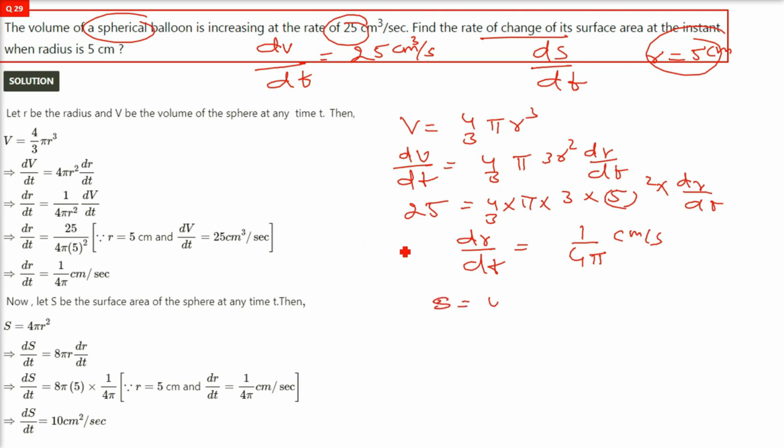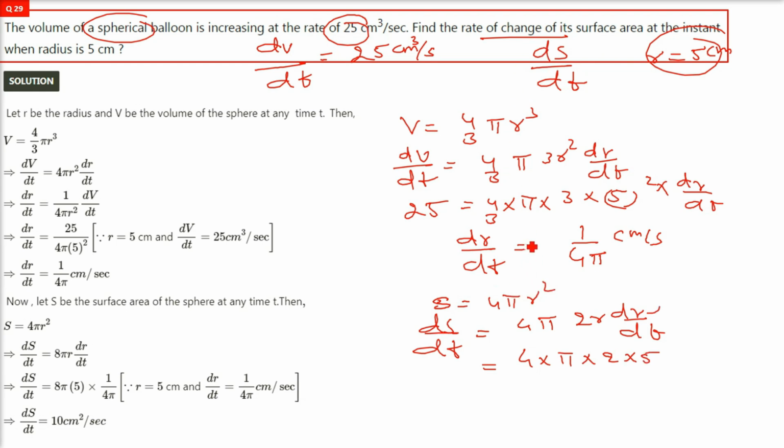Now rate of change of its surface area. Surface area is 4 pi r square. dS by dt is equal to 4 pi 2 r dr by dt. That is going to be 8 pi r dr by dt. This r is 5. dr by dt we have just computed as 1 by 4 pi centimeter per second. So this dS by dt will come to 10 centimeters square per second.